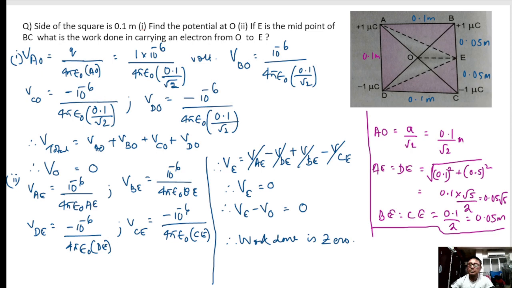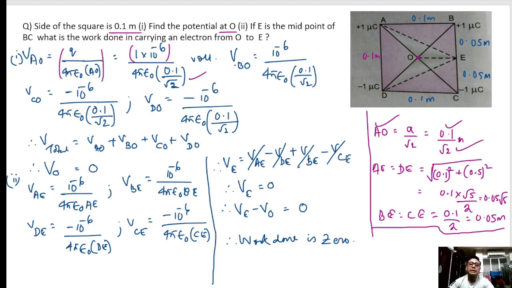Next, the side of a square is given 0.1. This is the side of a square given. Find the potential at O. So see, potential at O. So potential due to A at O is this Q, I know, and the distance AO. AO distance, as you can see, we are calculating here. AO will be A by root 2. So here we have put.